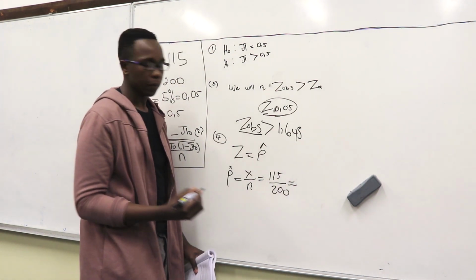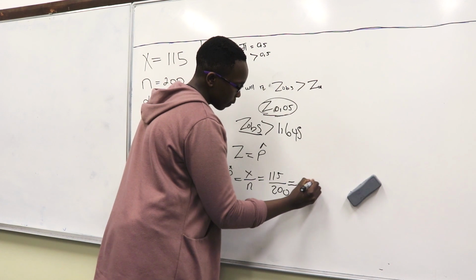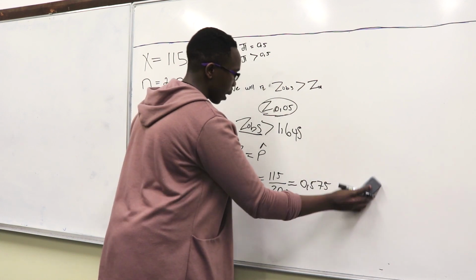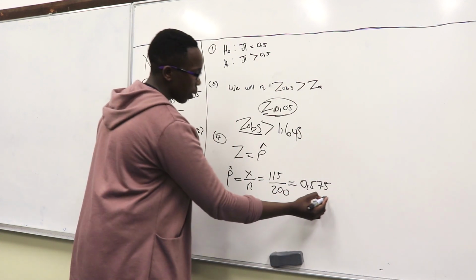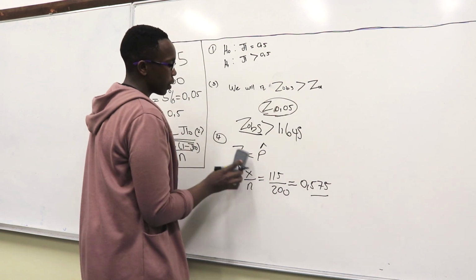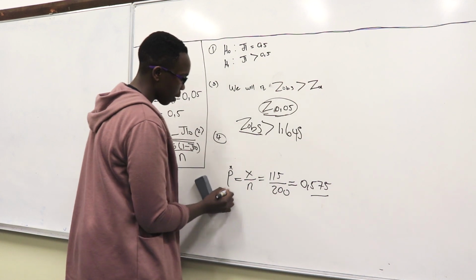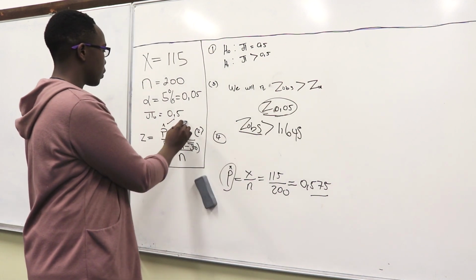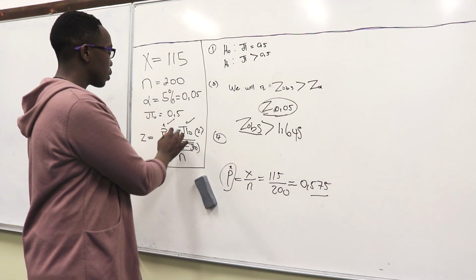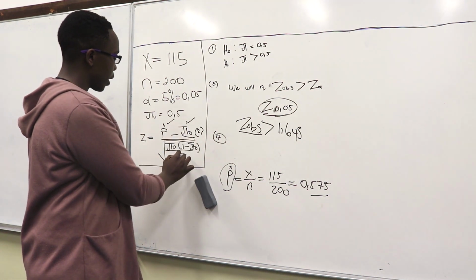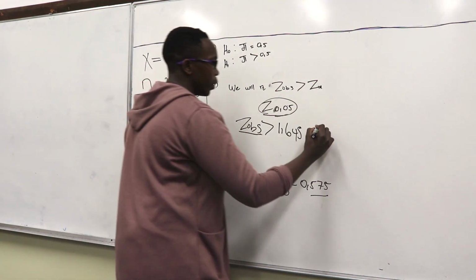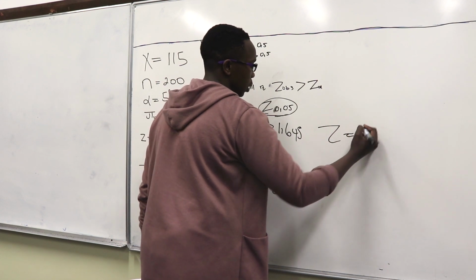Which is 0.575. Okay, so this is our p hat. So we'll go and calculate our Z. Since now we have our p hat, we have our alpha, so we have our pi, and then we have our n. So we can use our formula.